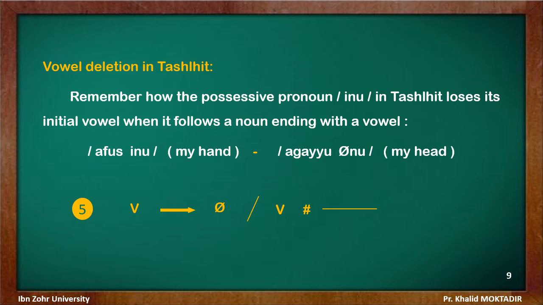So that's the rule. A vowel is deleted if it is in word's initial position and preceded by another vowel. So that's the vowel E. It is in word's initial position and it is preceded by another vowel.